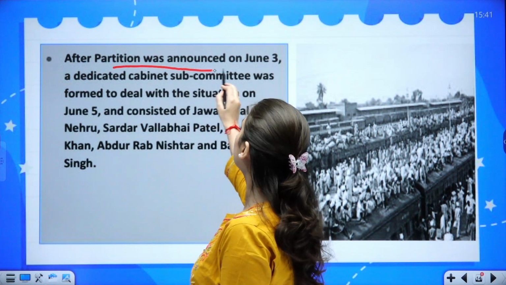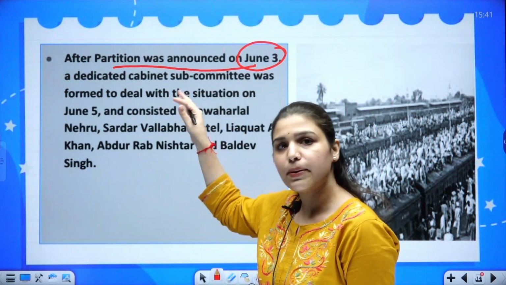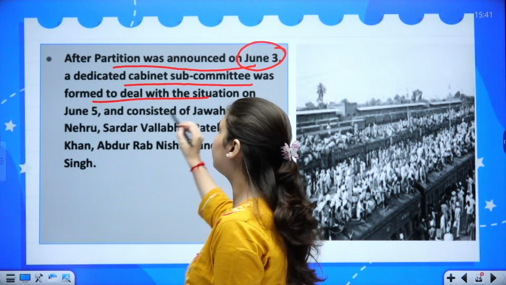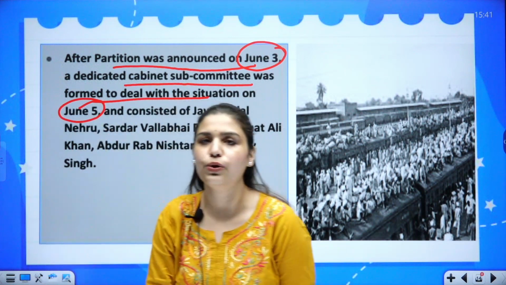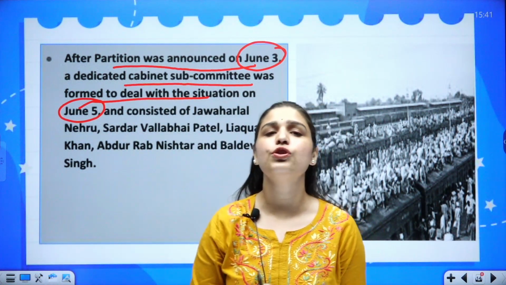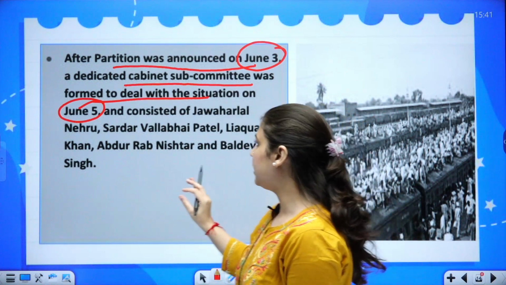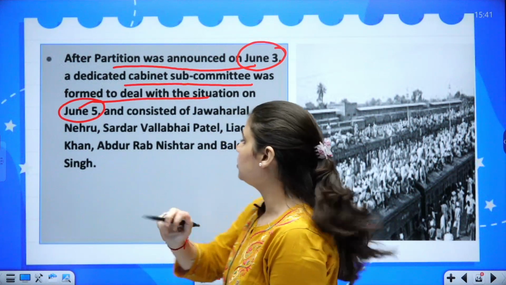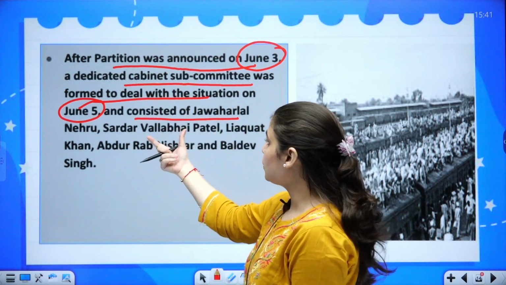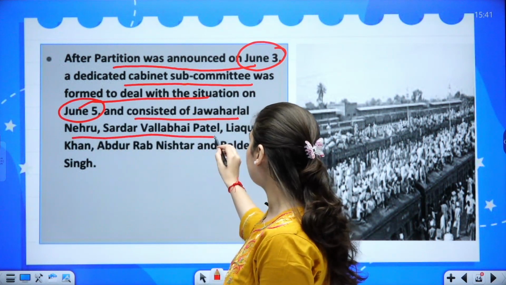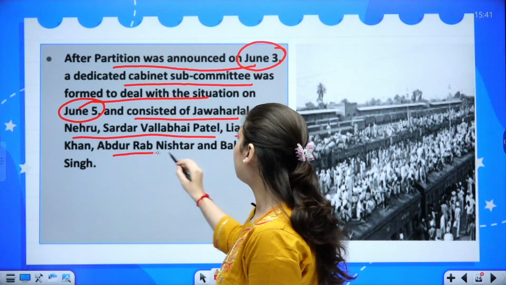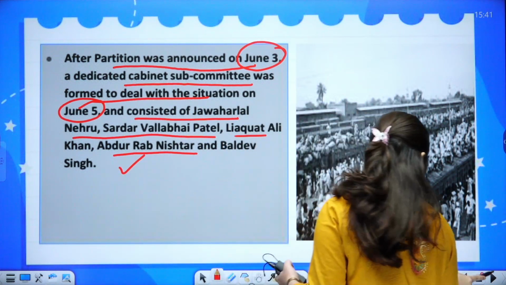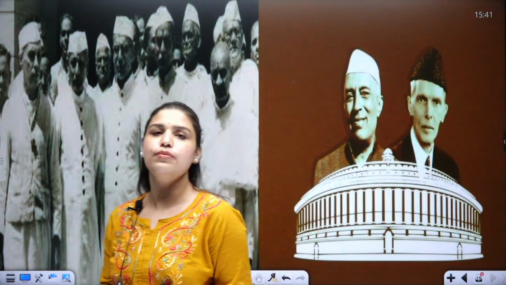And partition was announced on June 3. So this is the date when partition was announced. A dedicated cabinet subcommittee was formed to deal with the situation on June 5, because we know there was a lot of violence during the partition, and it is considered one of the greatest communal holocausts. This committee consisted of Jawaharlal Nehru, Sardar Vallabhbhai Patel, Liaquat Ali Khan, Abdur Rab Nishtar and Baldev Singh. It was formed to control the situation created after the announcement of the partition.